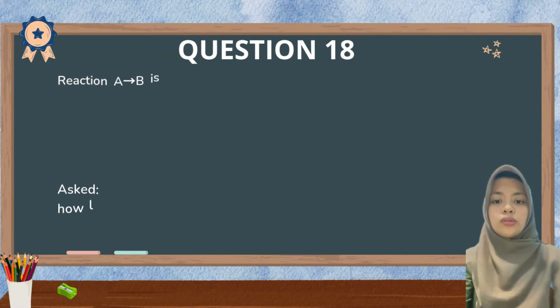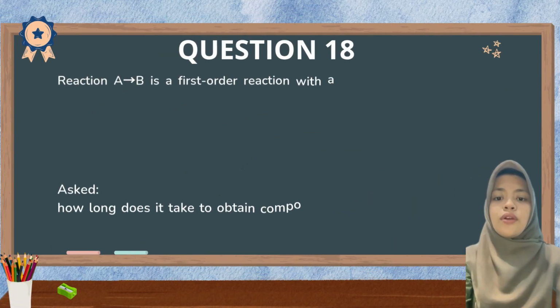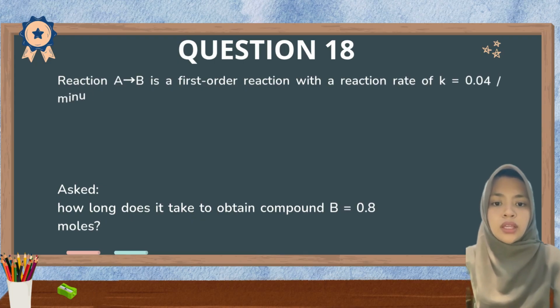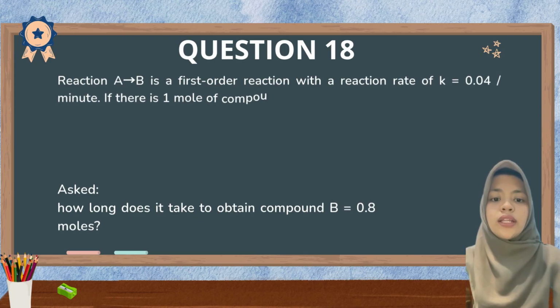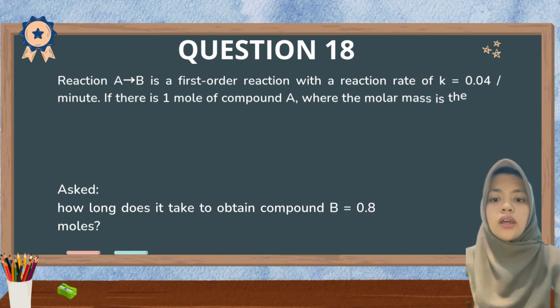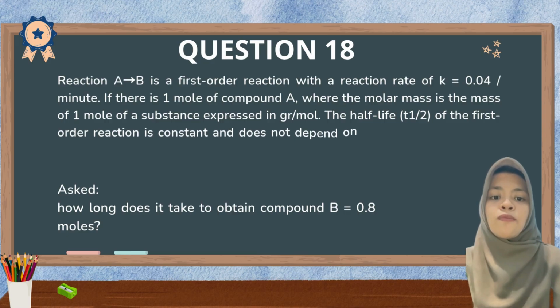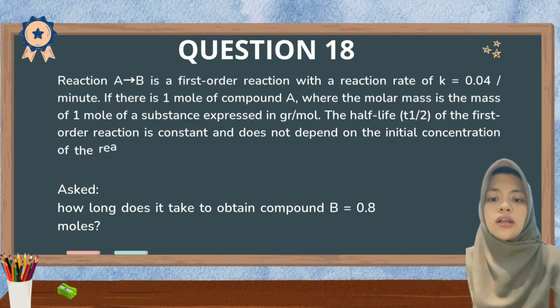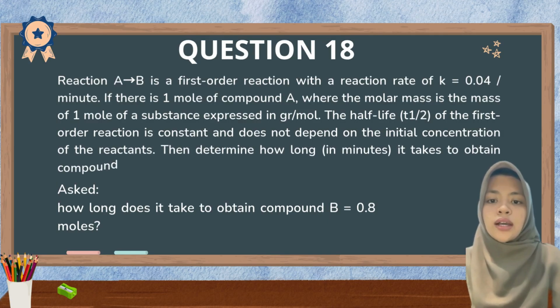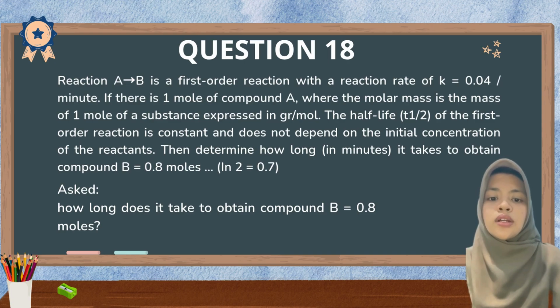Now, moving on to question 18. First order reaction A to B, time to form 0.8 mole of B. Compound A reacts to form B. The reaction is first order with a rate constant k equals 0.04 per minute. Initial amount of A is 1 mole. The question asks how long it takes to produce 0.8 mole of B.